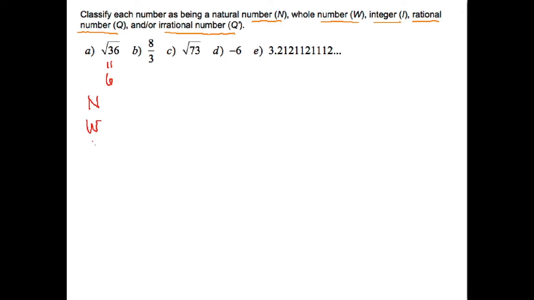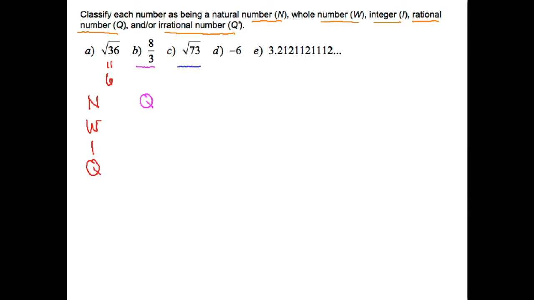It's an integer, and it may be written as a fraction, 6 over 1. So it is a natural number, whole number, integer, and rational number. For 8/3, 8/3 is a fraction, but it cannot be written as a counting number, whole number, or integer. But it is a rational number. And so I'll mark it.